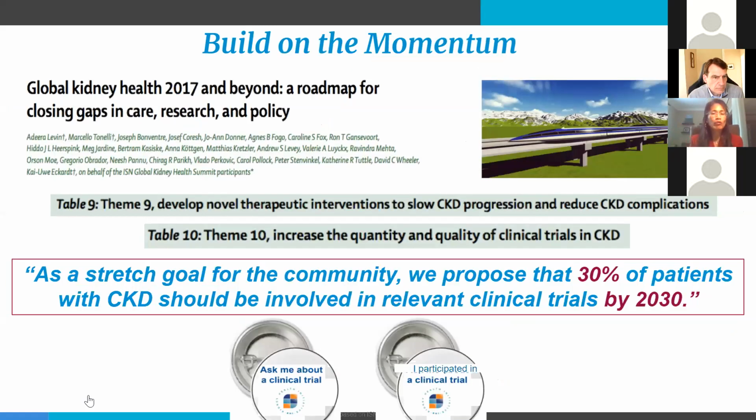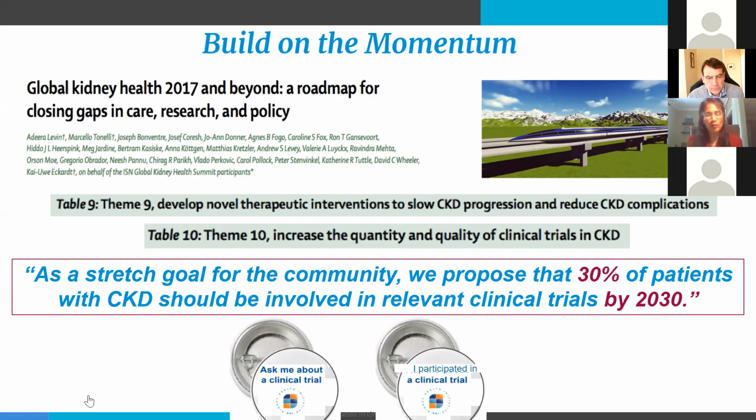And so I'll end with this call to action to really build on the momentum. Three years ago, a group of global nephrology thought leaders met, and they wanted to do a landscape assessment of what's out there. And they put out this stretch goal that they propose that 30% of our kidney patients should be involved in relevant clinical trials by 2030. So that feels like a bit of a stretch.